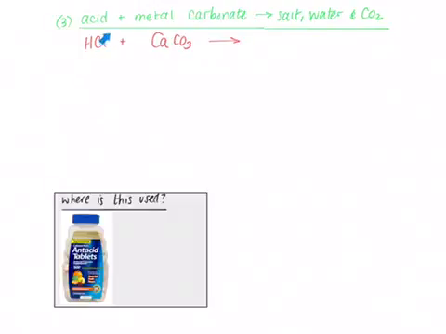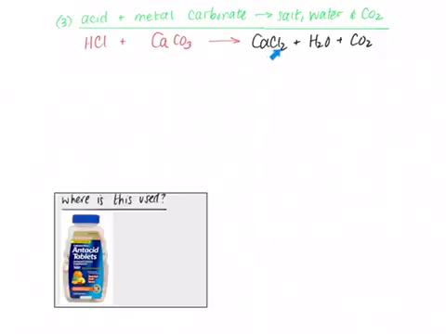So all the hydrochloric acid makes chlorides. So if you fill this in, the product we're going to get is calcium chloride plus water plus CO2. And we need to check the balancing on this.